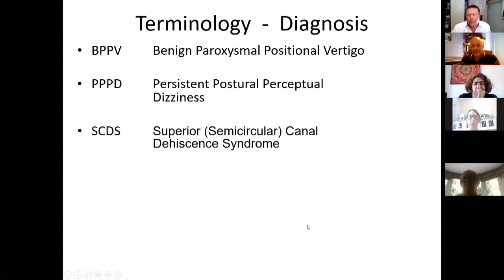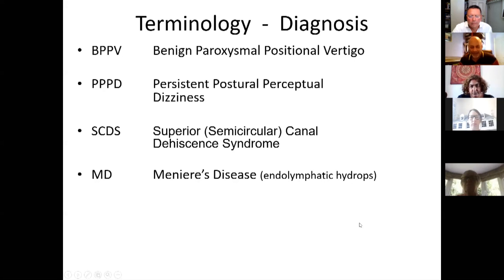Then some of you may be unlucky enough to have something called SCDS, superior semicircular canal dehiscence syndrome. I'm not going to be covering that today, purely because it's a very rare condition, but obviously in our centre we do see people with it. Basically it means you're born with a little bit of weakness in the bone in your superior semicircular canal. So the roof of your vestibular system has got a weakness in it, and then pressure can go through it. So sound or coughing or sneezing can interfere with the fluid in the balance organ. It's a very rare condition, but you may see the acronym used.